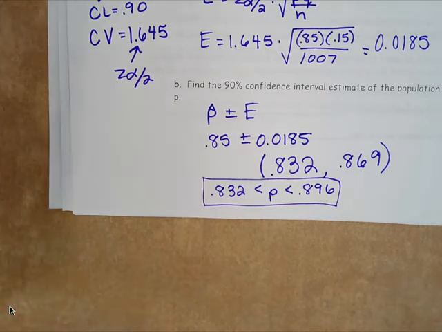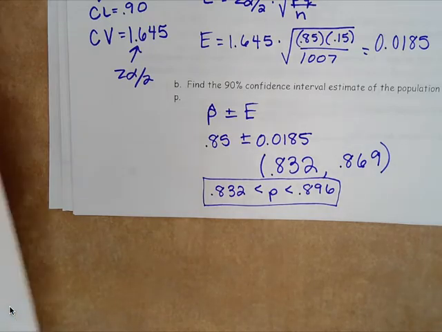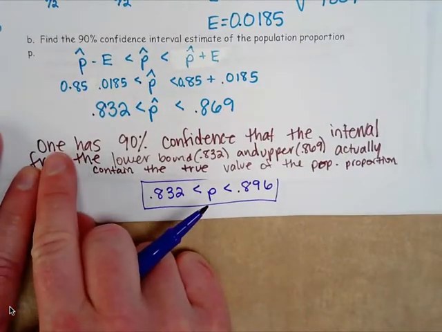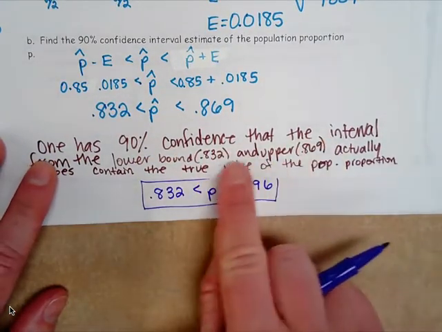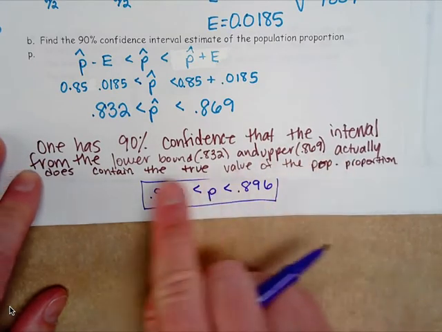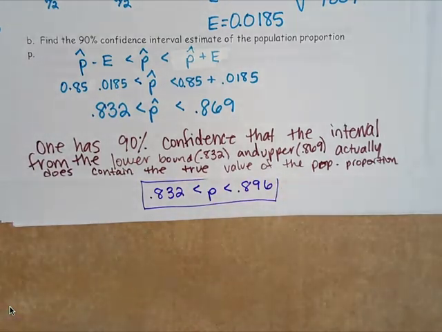And I'm going to show you what that means. So you can look back at our interpretation. So we have 90% confidence that the interval from 0.832 and 0.869 actually does contain the true value of the population proportion. So that is it for 7.1.